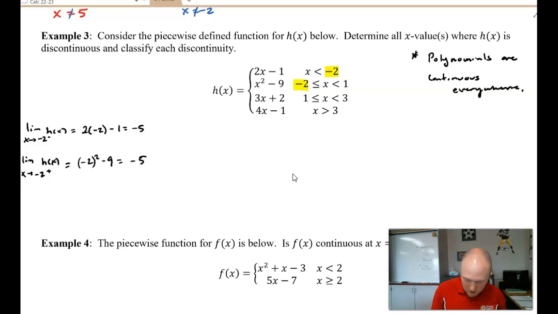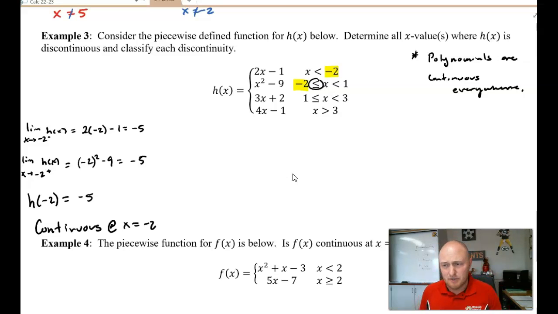So what's the function value at -2? Sorry, not f, h. What's h of -2? Well, didn't we just find that? Because it's equal to -2 here. So if I plug in -2, which I already did, that's -5. Okay, so this is continuous. And I'm just going to add this note here: continuous at x equals -2. They didn't ask us that, but your brain should register this.